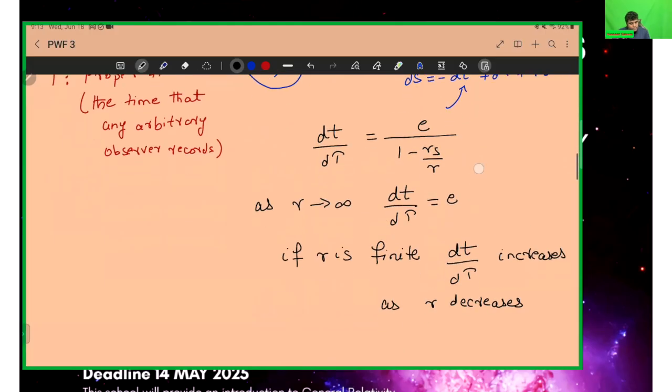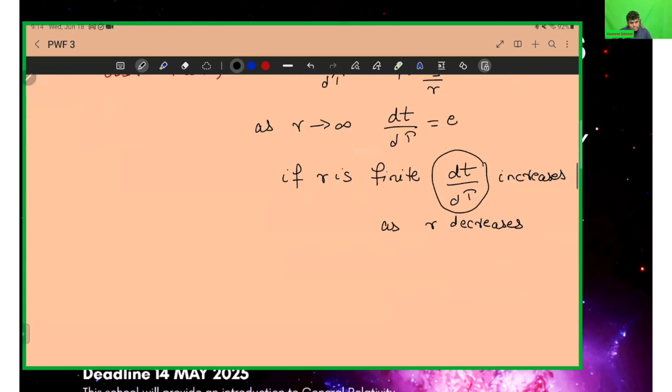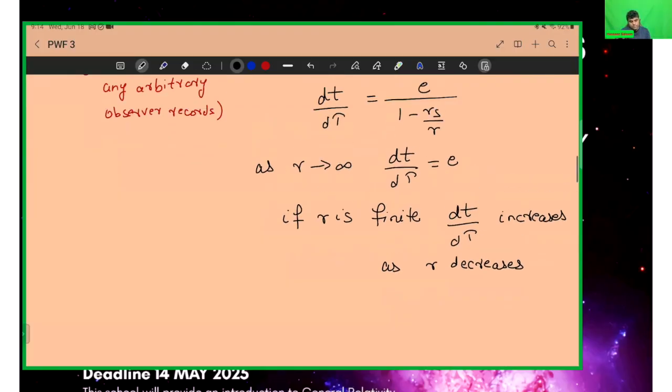So as you can see, if r decreases, this denominator becomes smaller and smaller. If it becomes smaller, this whole fraction, dt over d tau, becomes bigger. What does that mean? It means that the time recorded by an observer at infinity can be much bigger than the proper time that any observer is experiencing moving in this geometry.